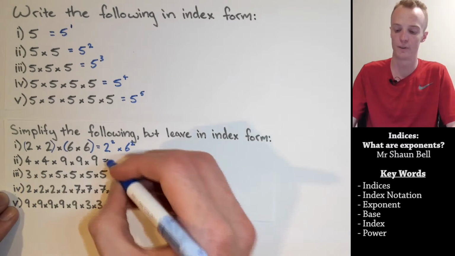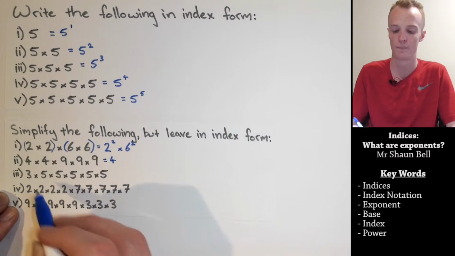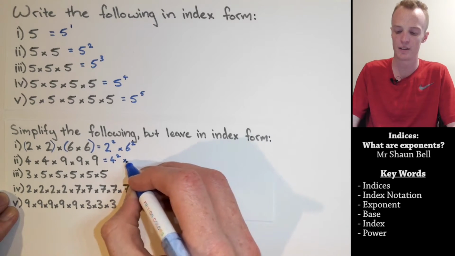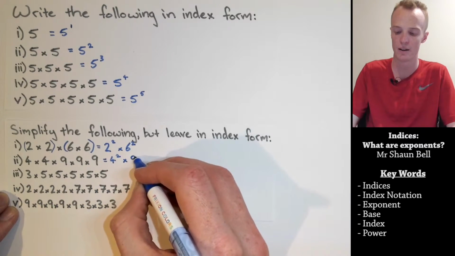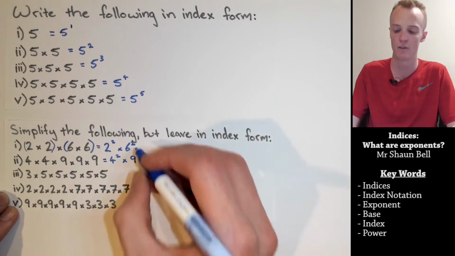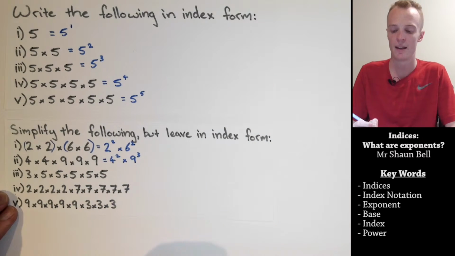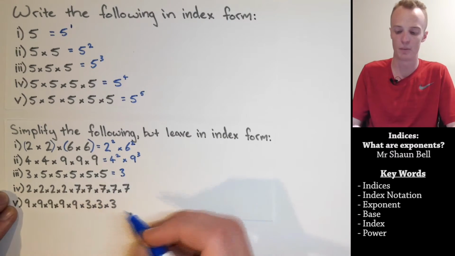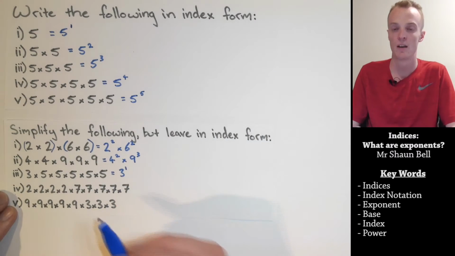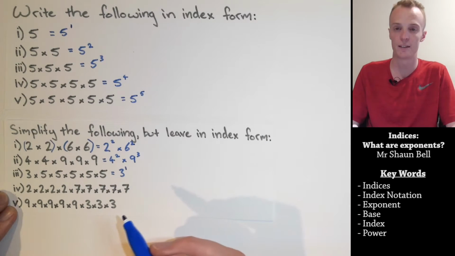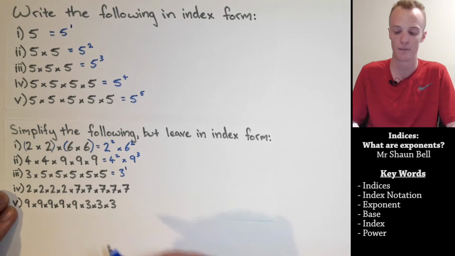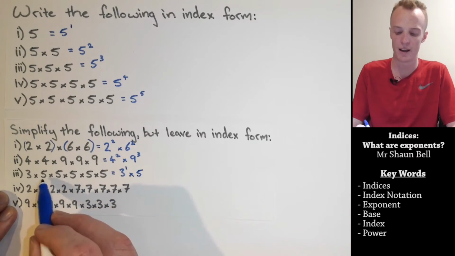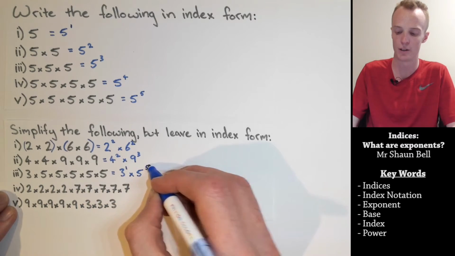Here we've got 4 times 4, so one of our bases is 4. It repeats its multiplication by itself twice. That is going to be multiplied by a base of 9 that repeats its multiplication by itself 3 times. In our next problem, we've got a base of 3 that repeats its multiplication of itself once. We could just leave this as 3, but for this example, I'm going to have the 1 still written there. And that is going to be multiplied by the base of 5, and that repeats its multiplication 5 times.